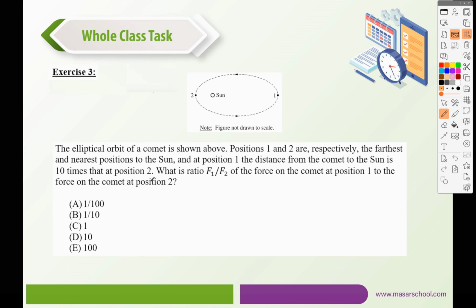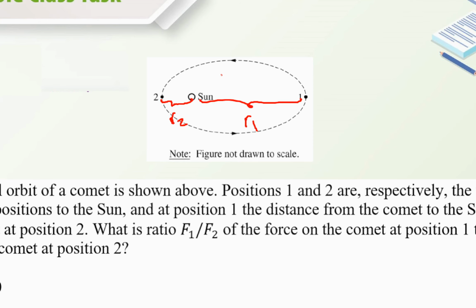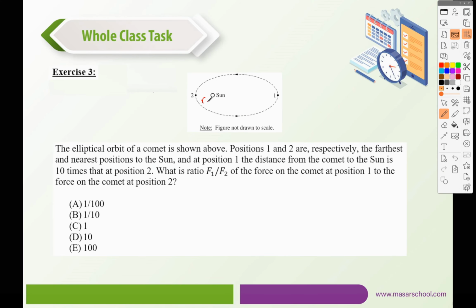Now, exercise 3. The elliptical orbit of a comet is shown above. Positions 1 and 2 are respectively the farthest and the nearest position to the Sun. At position 1, the distance from the comet to the Sun is 10 times that at position 2. Let me say that this is R1, and that's R2. Let me label them. So this is R2 and this is R1, because R1 is greater than R2. We have that R1 equals 10 R2.